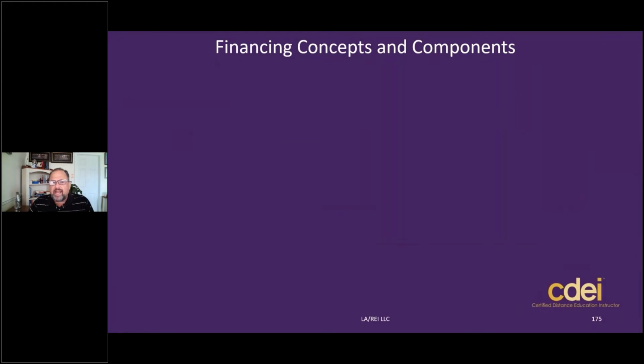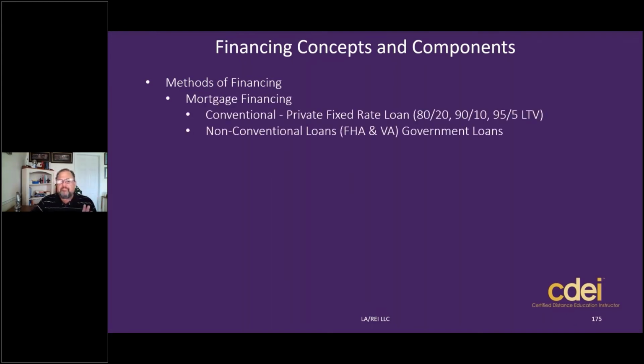All right, let's dive on into this. We're looking at financing concepts, and we're going to talk about a few components of the financing. Now, a couple of methods of financing you want to know for the state exam. First one we're going to look at is conventional. Conventional is nothing more than a private fixed rate loan. You can finance it at 80-20, 90-10, 95-5 loan to value ratios. Remember, anything above 80-20, high LTVs, require private mortgage insurance, PMI.